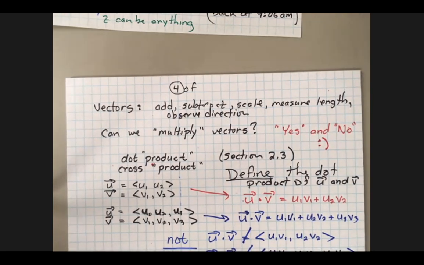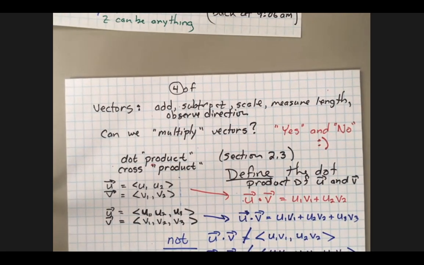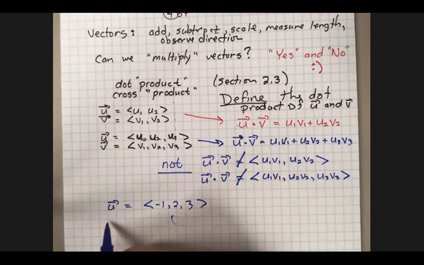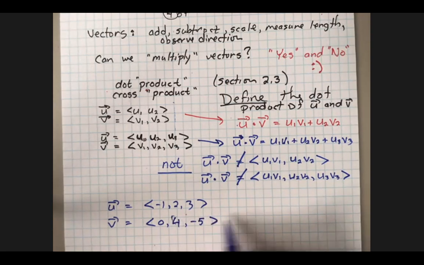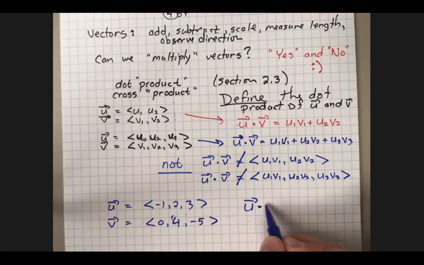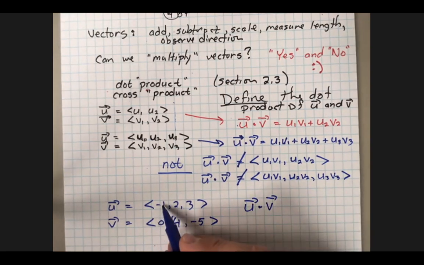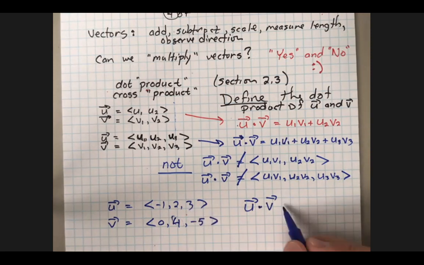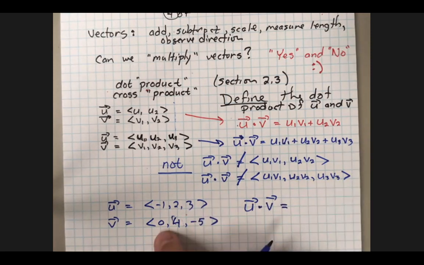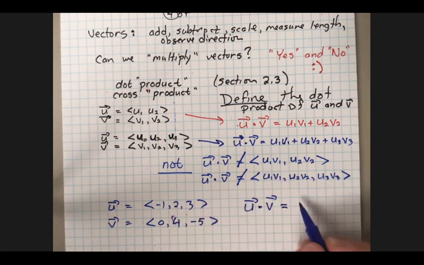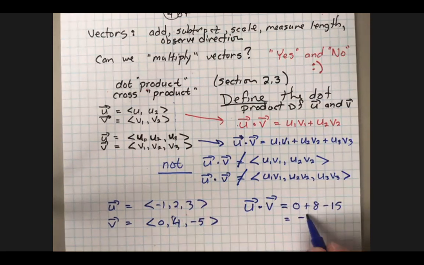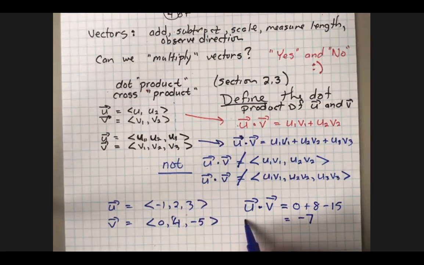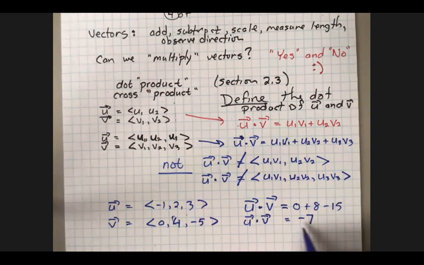So if u is minus 1, 2, 3, excuse me, and v is 0, 4, negative 5, then u dot v is simply minus 1 times 0, 2 times 4, and 3 times minus 5. And generally, as you multiply these, you're not going to write down the six numbers. You could just say 0 plus 8 minus 15. Or when you get used to doing this, you say 0 plus 8 minus 15 is negative 7. So u dot v is negative 7.